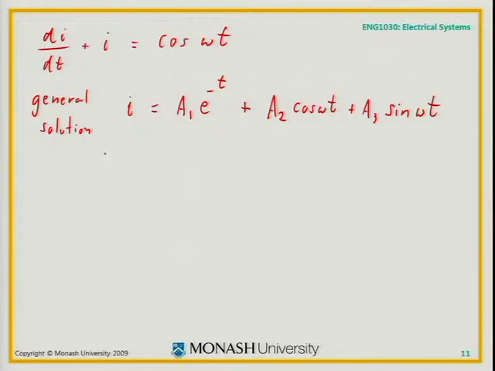So if that's my proposed i, let's differentiate it. See if you believe this. Well, I get minus A1 e to the minus t. What's the derivative of cos omega t? Negative omega sine omega t, thank you. Minus omega A2 sine omega t, and the derivative of sine omega t is plus omega cos.